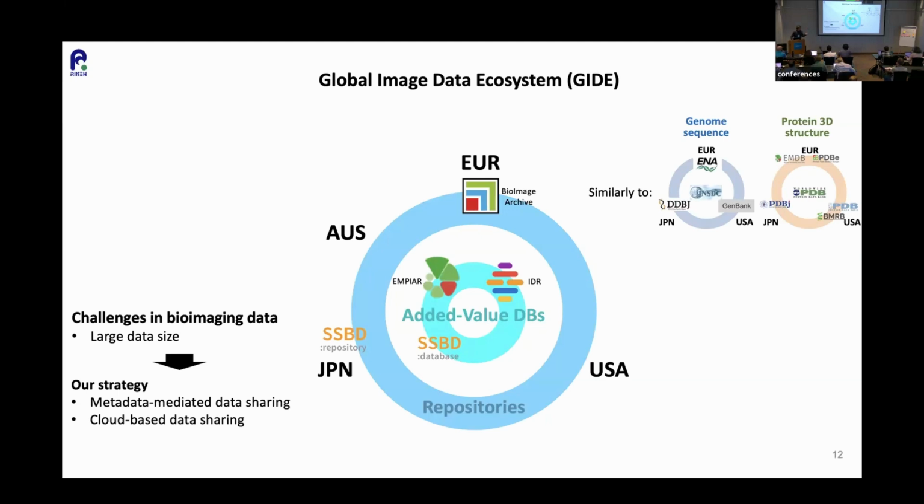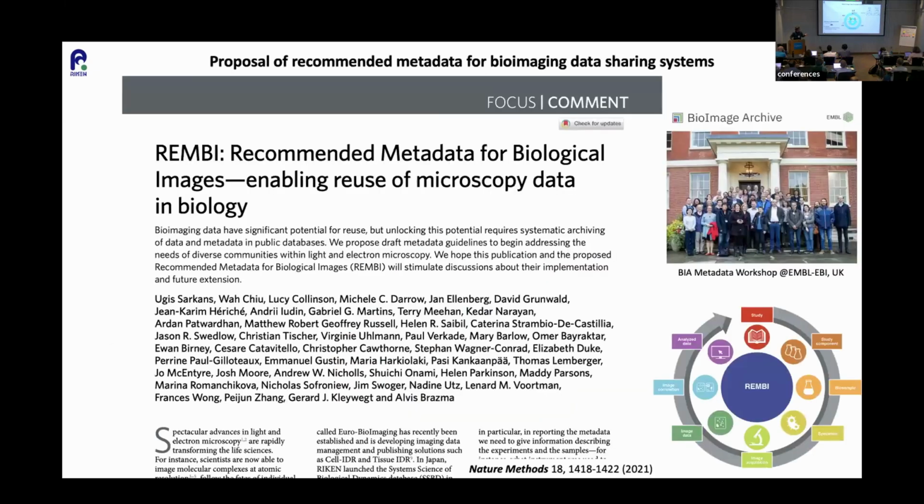Also, as described by the previous speakers, we are aiming to get into a cloud-based sharing system, hopefully using the OME file format. Okay, and metadata. This is a very important topic in this meeting.